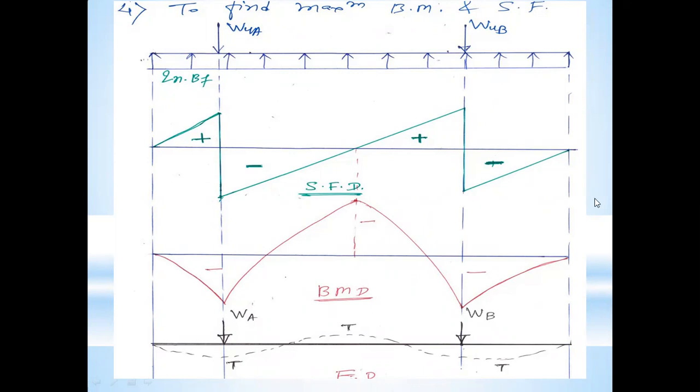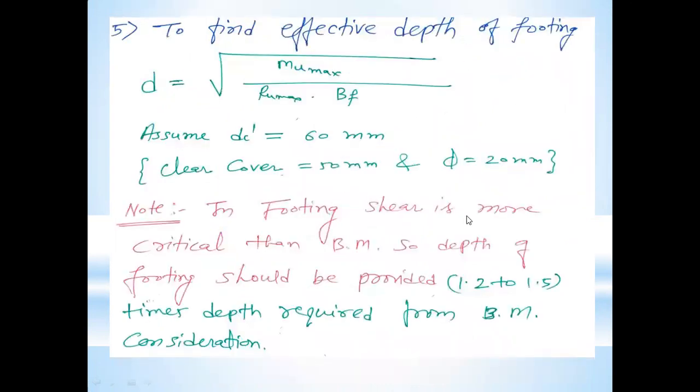Okay. Now the next step is the calculation of the effective depth of the footing, that we have to calculate. In the effective depth of the footing, we have to calculate the depth, where DC is the clear cover, we take as 50 mm, and phi is equal to 20 mm, that we have to assume. And in the footing, shear is more critical than bending moment, so the depth of the footing should be provided as 1.2 to 1.5 times the depth required from the bending moment consideration.